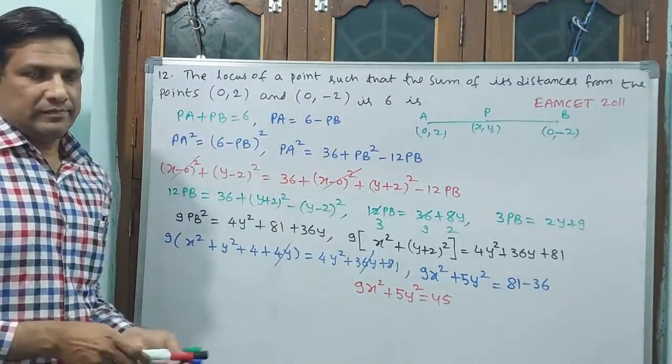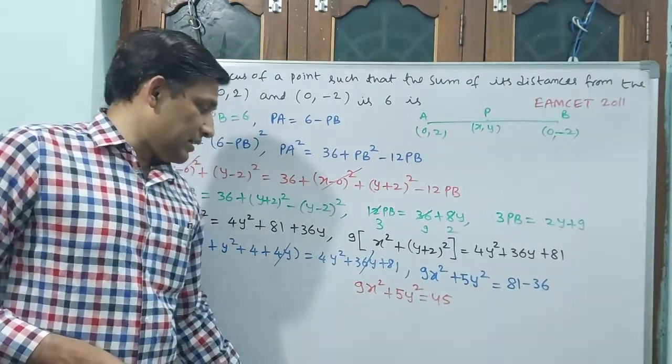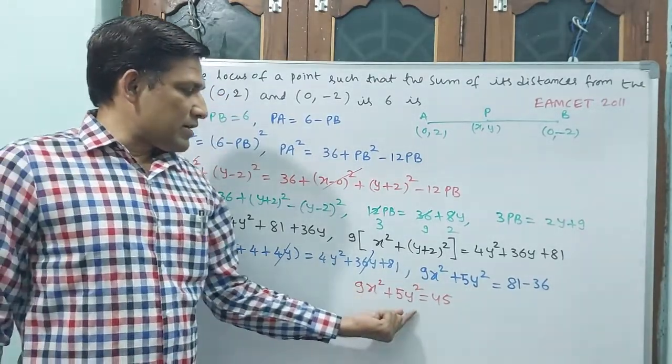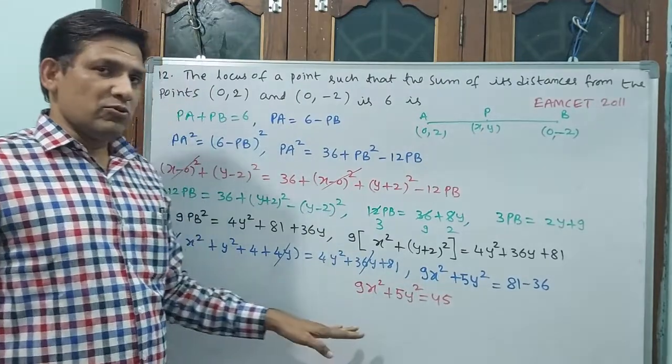This is the locus. This is not a circle. You see, why? Because the x square and y square coefficients should be the same. Then only this is going to become a circle.